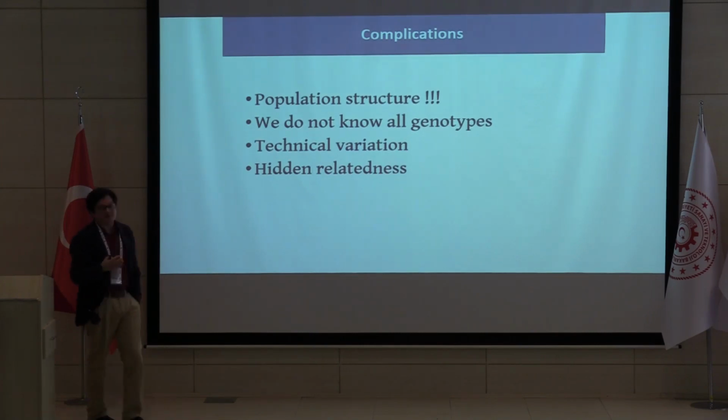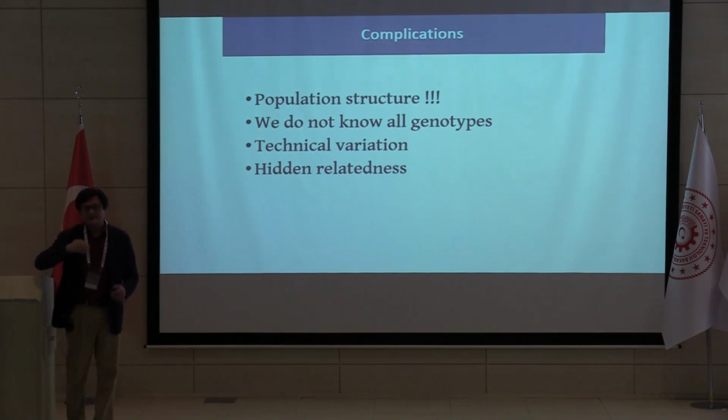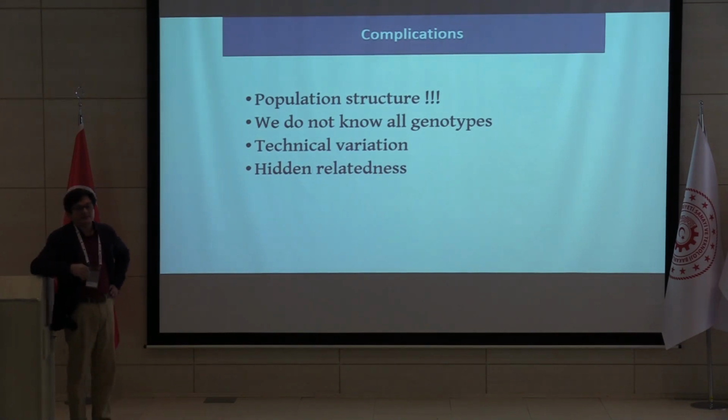So it seems that it's a very simple proposition. I just measure regression at every site, right? And then I find my loci. The problem is that there is structure in the data, so it's not only that variants are correlated with each other. Individuals in the population are correlated with each other. Also, we sometimes don't know all genotypes, there is technical variation, there is hidden relatedness, which is another way of saying individuals are correlated with each other. Right, but the main problem is here.